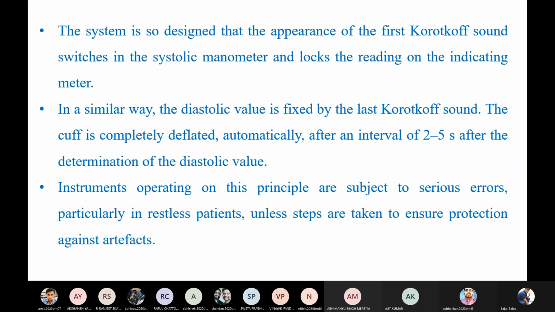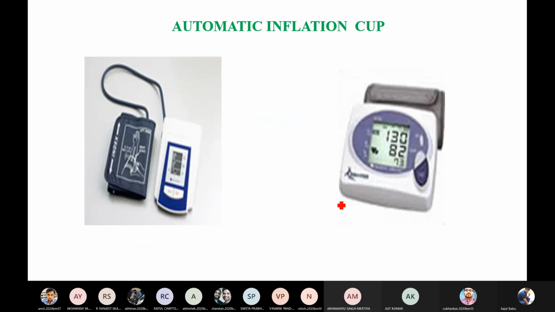Okay. So this is how your digital manometer will look. If you come to the college, I will show you in the lab, we have one. You can see here, this is the systolic pressure, this is the diastolic pressure, and this is the heartbeat. So it will display like this.